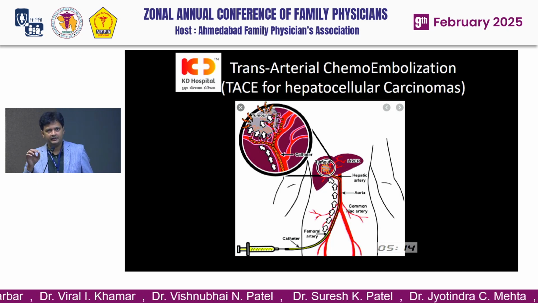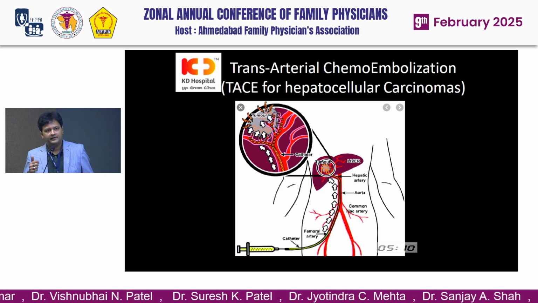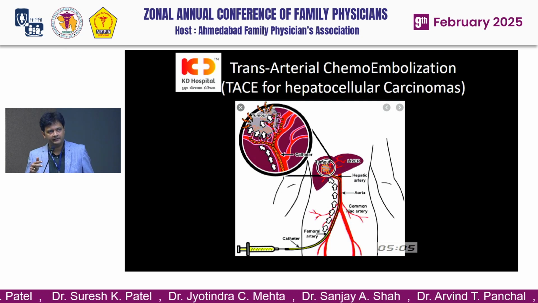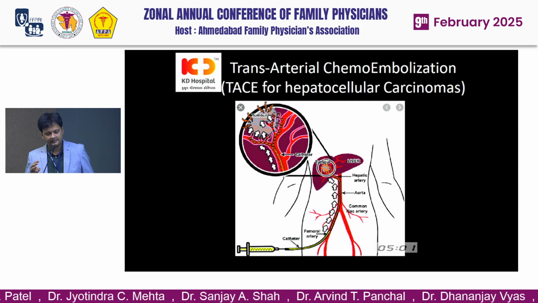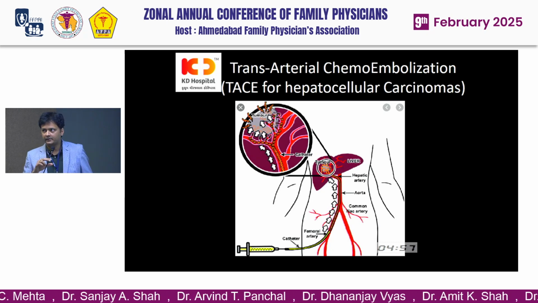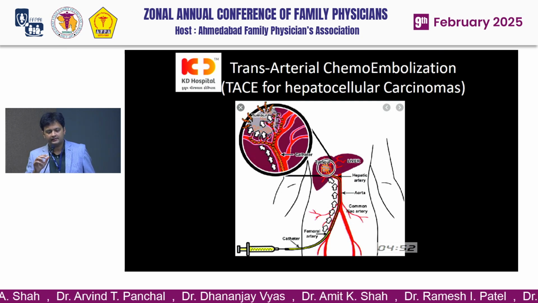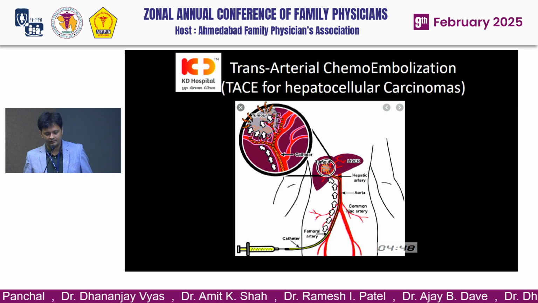And once we are into the tumor supplying arteries, we inject the chemotherapy agent. The advantage is the maximum chemotherapy goes within the tumor. The normal liver cells are not exposed to chemotherapy. The systemic side effects are least as compared to systemic chemotherapy. And after the injection of chemotherapy, we also inject PVA particles. We block those arteries so that the tumor cells don't get enough blood supply and it undergoes ischemic necrosis.